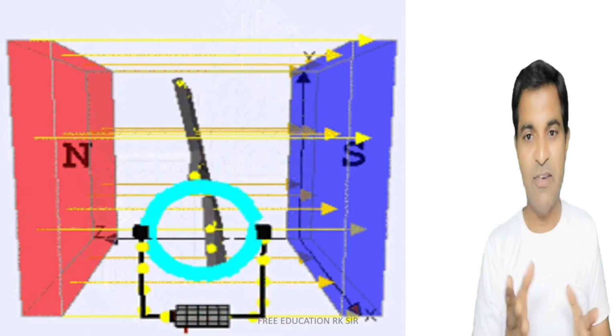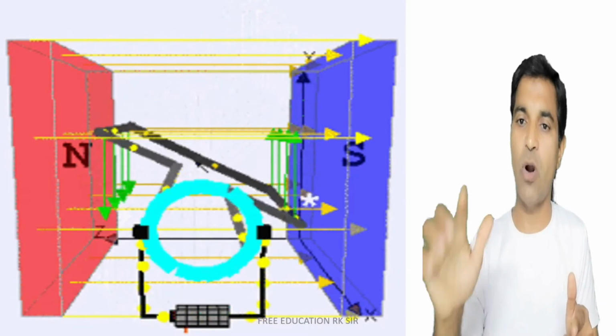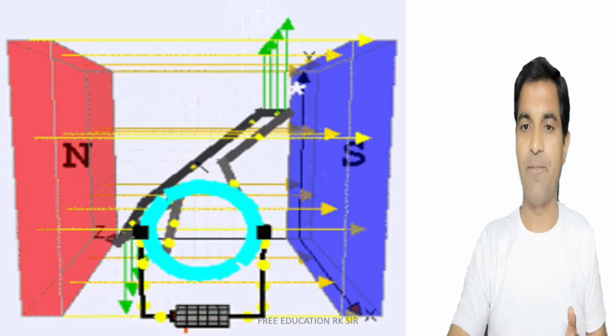Now this is the animation which represents the situation we have already talked about. This represents the movement of the motor.